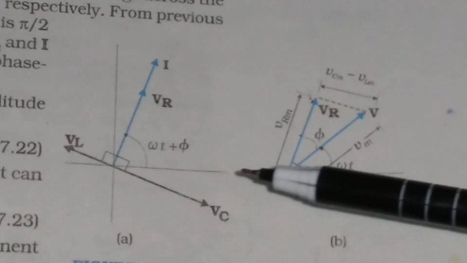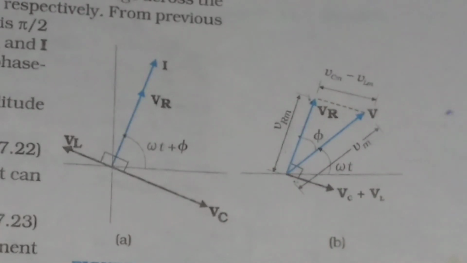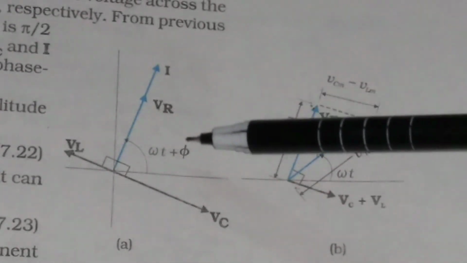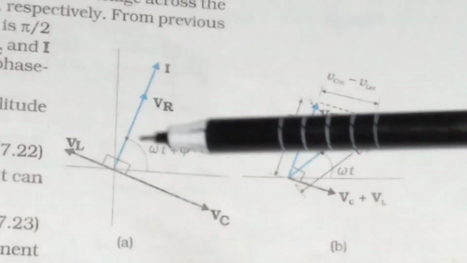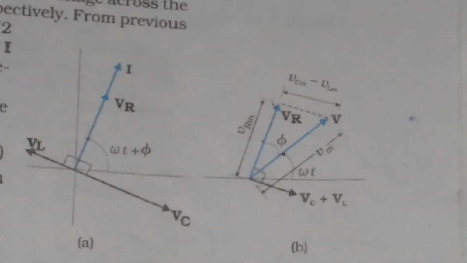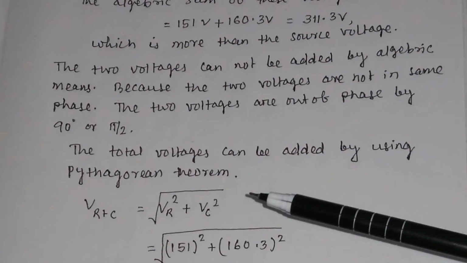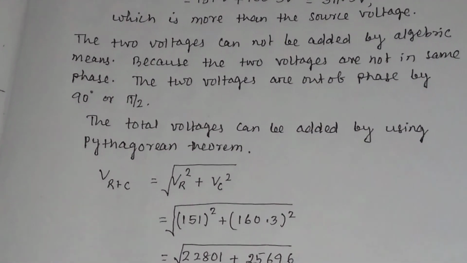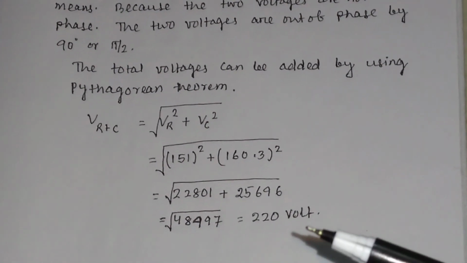They can be added by using Pythagoras theorem, that is, the resultant voltage can be found from this diagonal. So the resultant voltage will be equal to the square root of VR square plus VC square. If you add the voltages using Pythagoras theorem, then the resultant voltage will be equal to 220 volt.